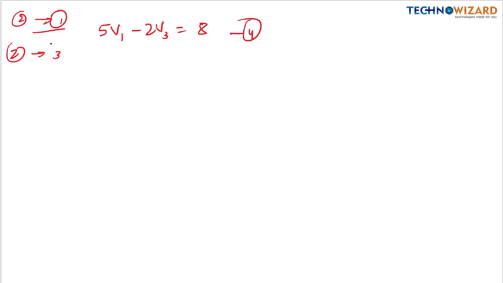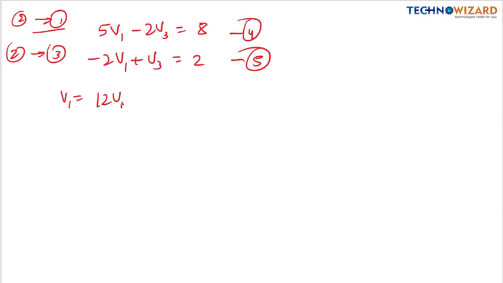Now put equation number 2 in the first, that is V2 equal to minus 2 volt. Putting this into the first equation, we get 5V1 minus 2V3 is equal to 8. This is equation number 4. And put equation number 2 in equation number 3. From here you will get minus 2V1 plus V3 is equal to 2 volt. That is equation number 5. On solving equation number 4 and 5, you will get V1 equal to 12 volt and V3 you will get as 26 volt.